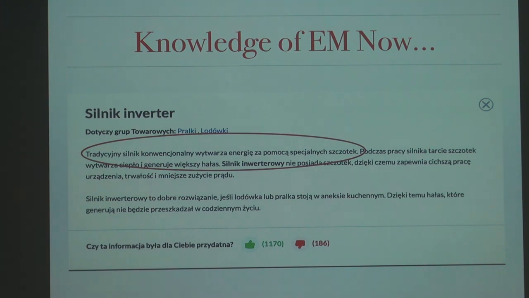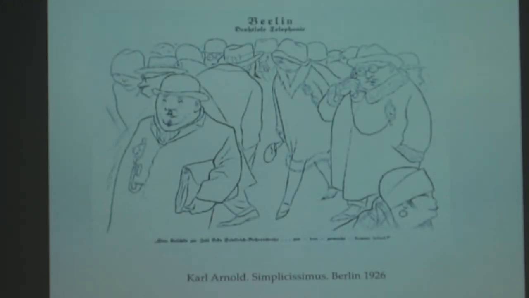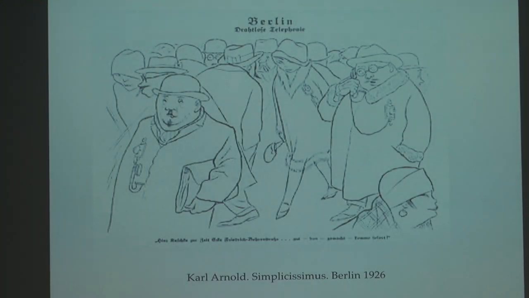So that is the understanding of electromagnetism today, and how it was some years ago. I found a cartoon from 92 years ago, and that was the understanding of the science of electromagnetism 92 years ago. This is a cartoon from, you can see it already, Carl Arnold, it was a drawing from the journal Simplicissimus. It was a kind of satiric journal appearing in Berlin in the 20s. Of course, it was shut down in 1933 immediately.